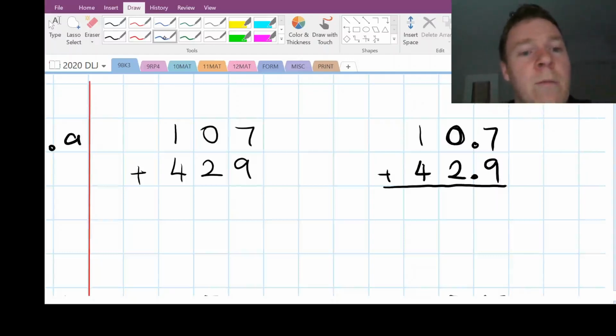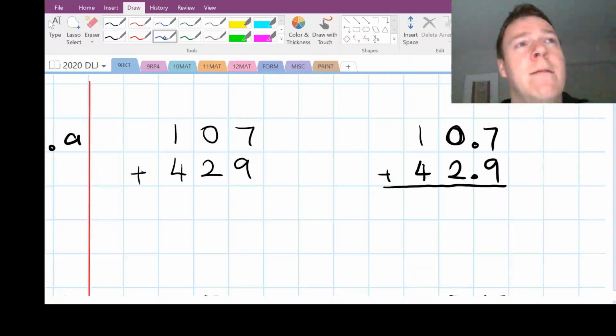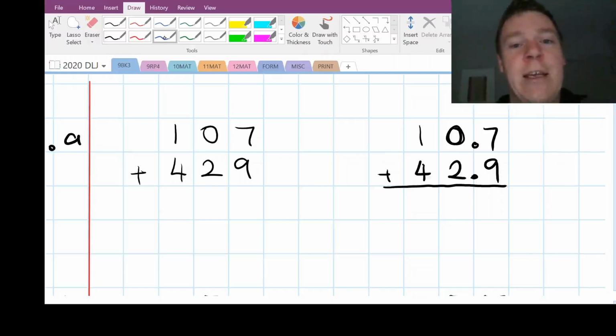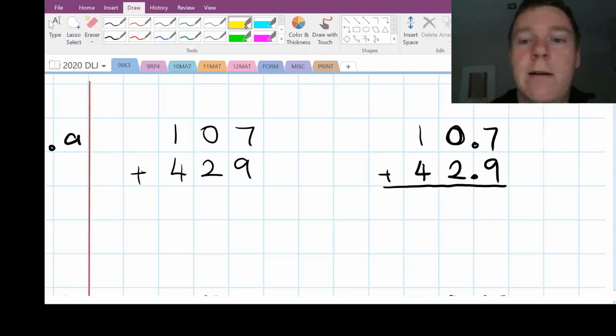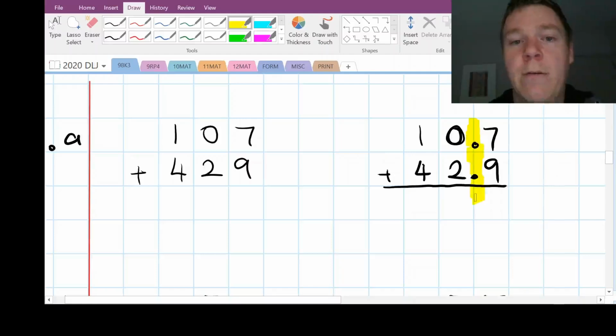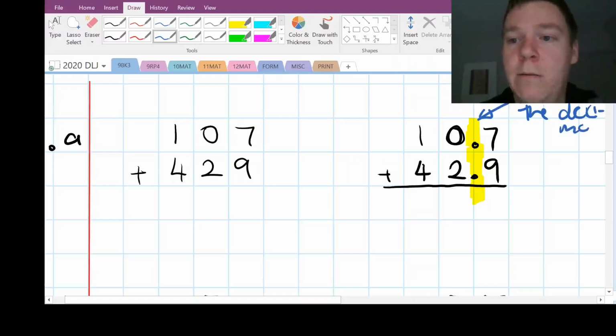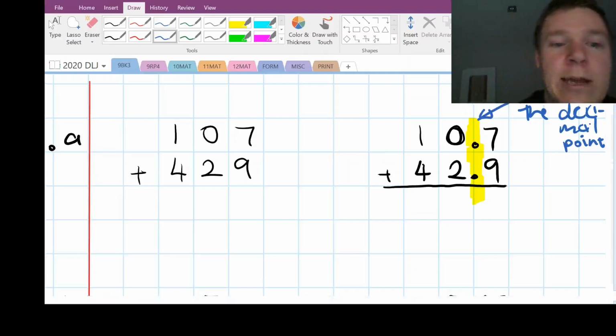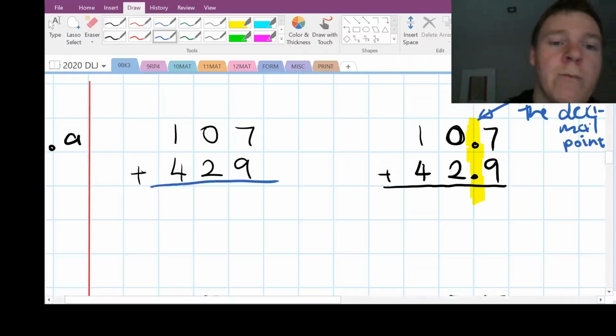Okay, so adding decimals is actually pretty much the same as adding regular numbers, but the main thing to remember is to stack the decimal point. If you stack the decimal point, then it just becomes the same as a regular standard written form problem. So 7 plus 9 is 16.